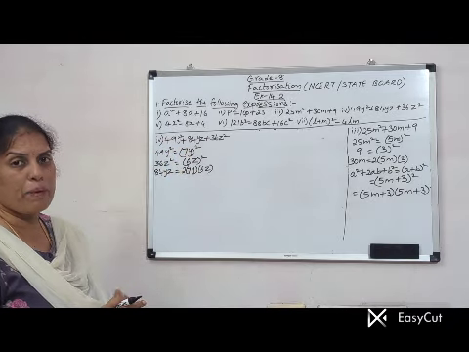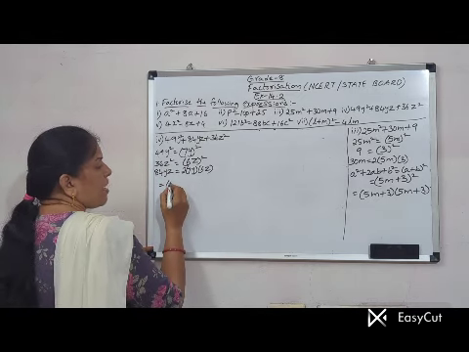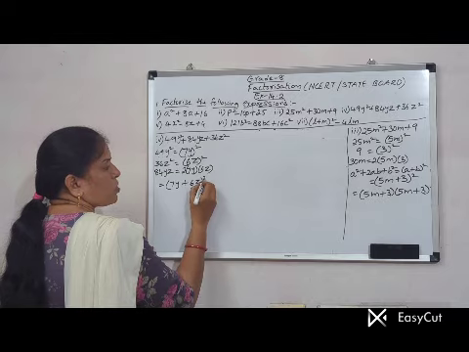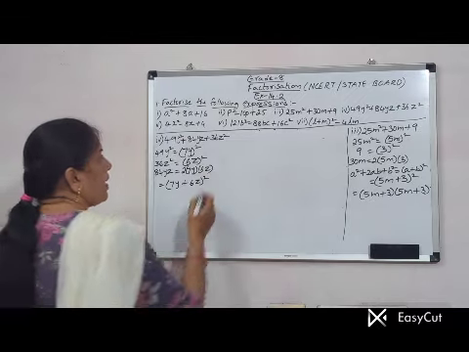So we can write (a+b) whole square is equal to, a means how much? 7y. Plus, b means how much? 6z, whole square. That's all. This is one more question. Okay? Next one.